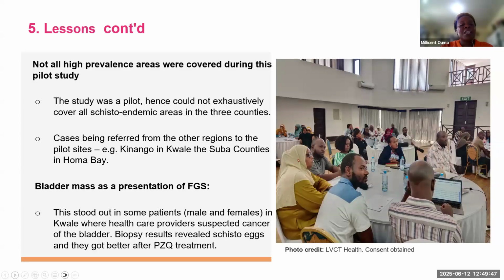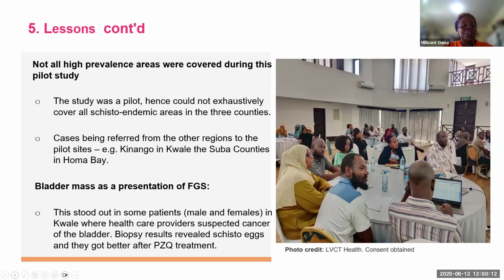But the fact that this FGS information had spread, we were having clients being referred from these other areas, which are schisto-endemic regions, from the counties where we are working to the facilities. And so it means that the burden of this disease is wider than what we are presenting today.